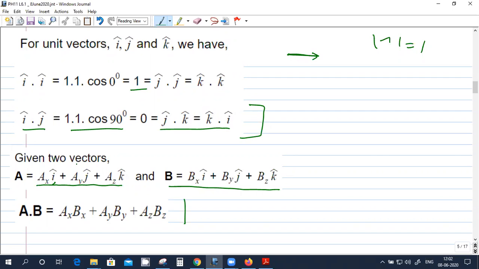In the cross product, it is different; it is defined in a different way. A cross b is a into b sine theta, and then n cap, which is perpendicular to the plane. For that, you need to know determinants, so it's not done right now. You can do it later.